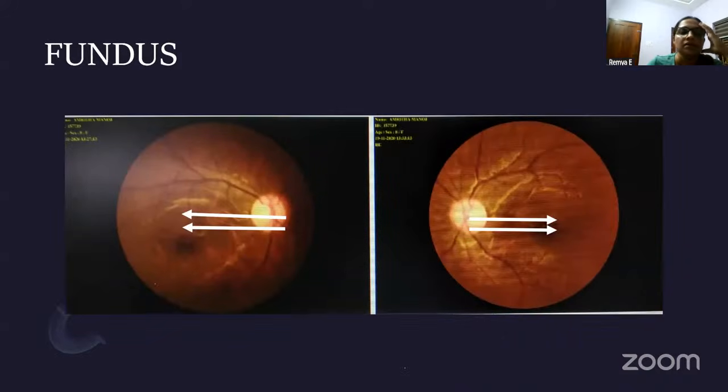deviation. Another way you can see the cyclodeviation is by the torsion. Normally your macula is in the lower one third of your disc. But if it is more than that, you will call it extorsion. And if it is going above this, you will call it intorsion. In inferior oblique overaction, you will get an extorsion, as in the case of a superior oblique palsy. Okay.